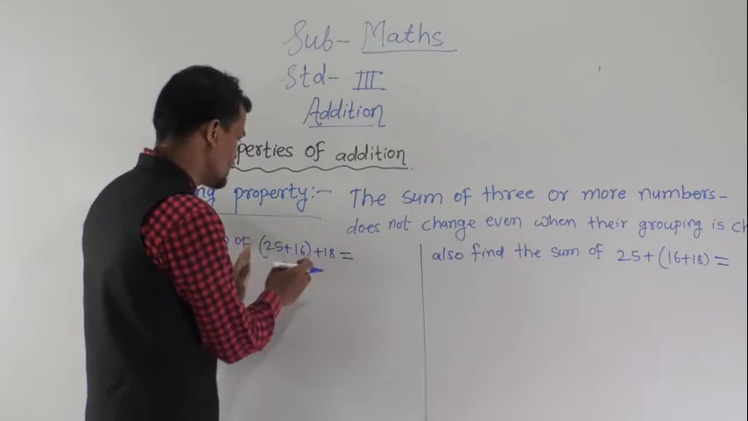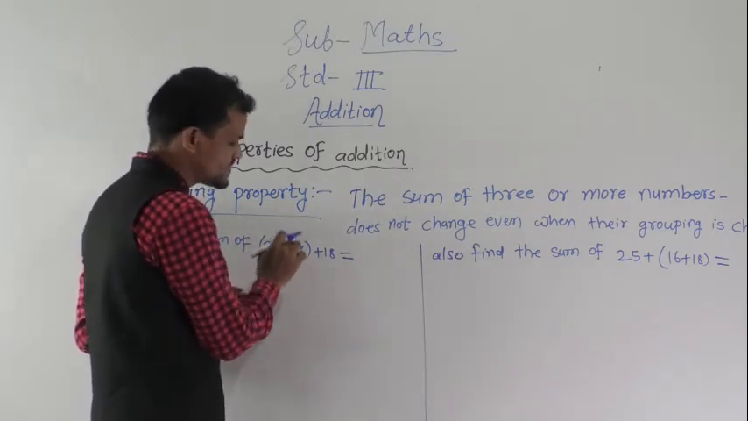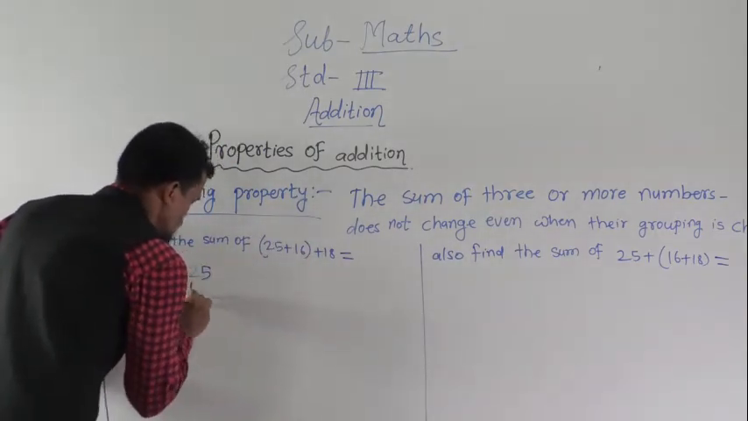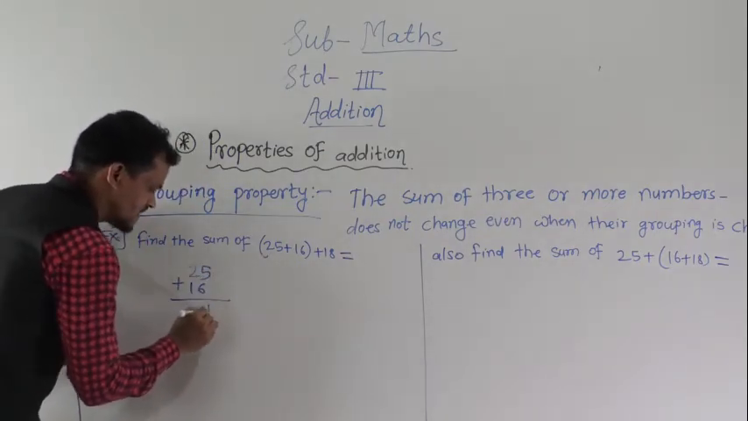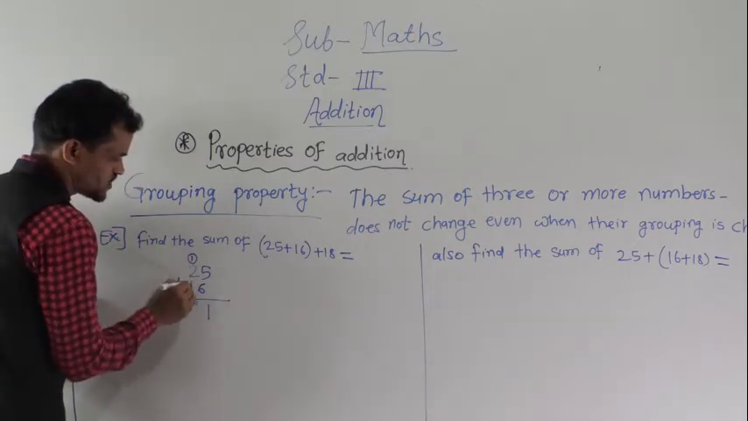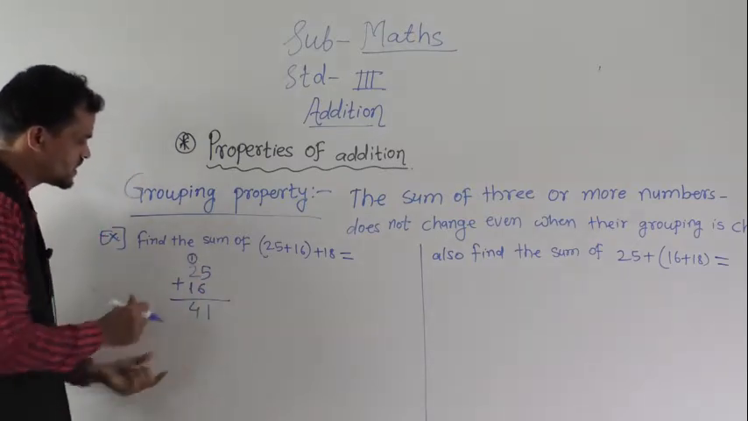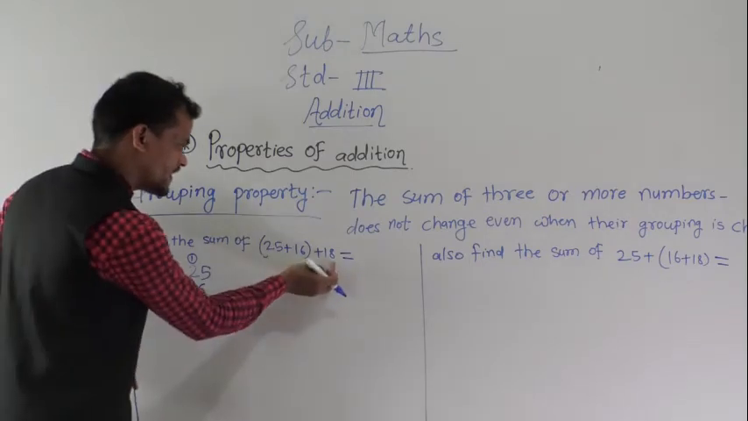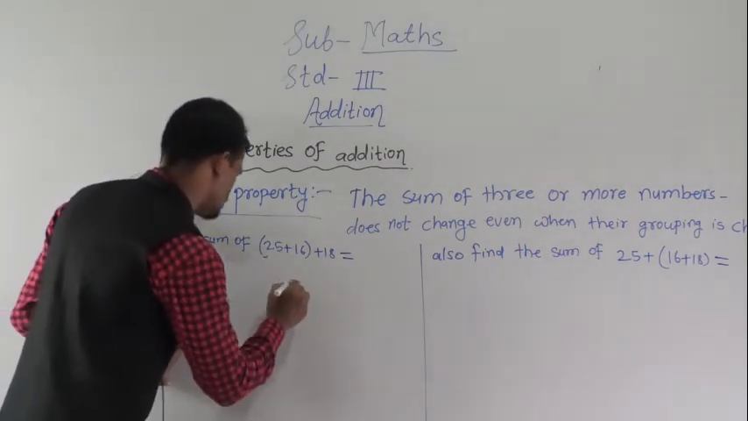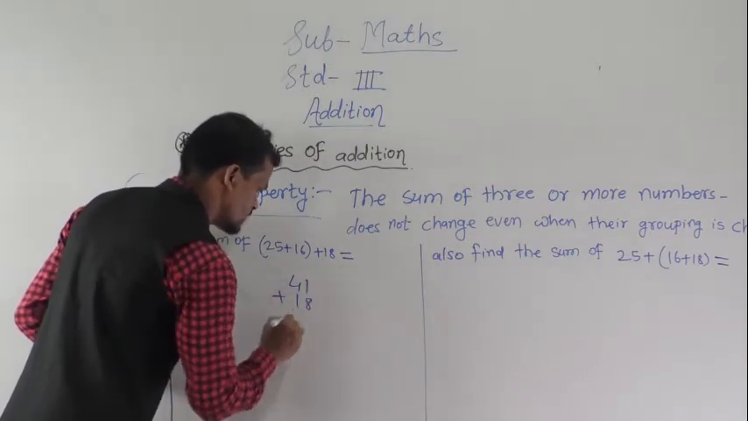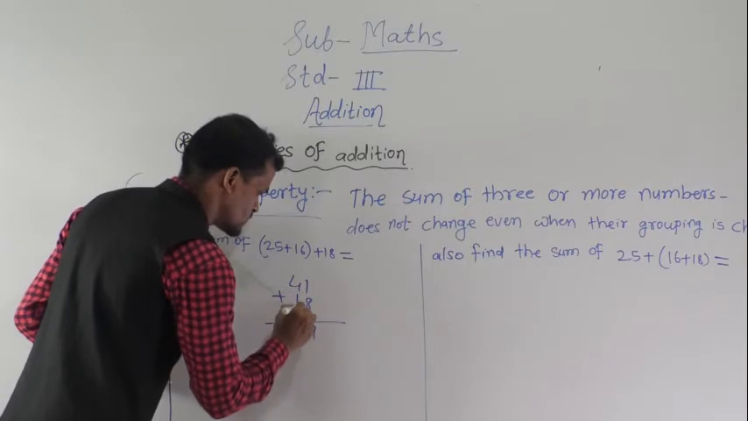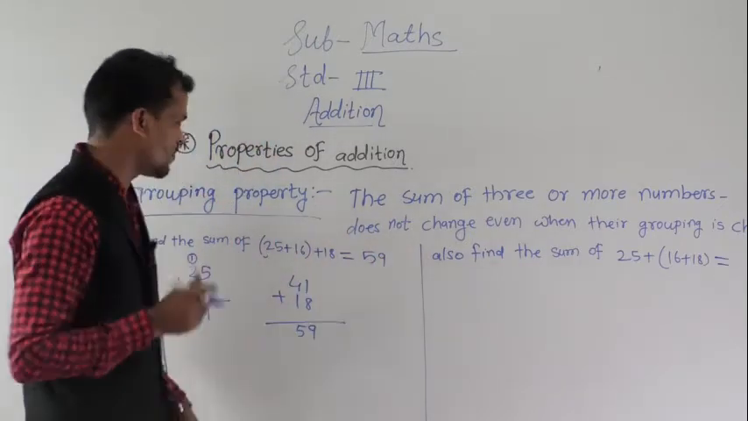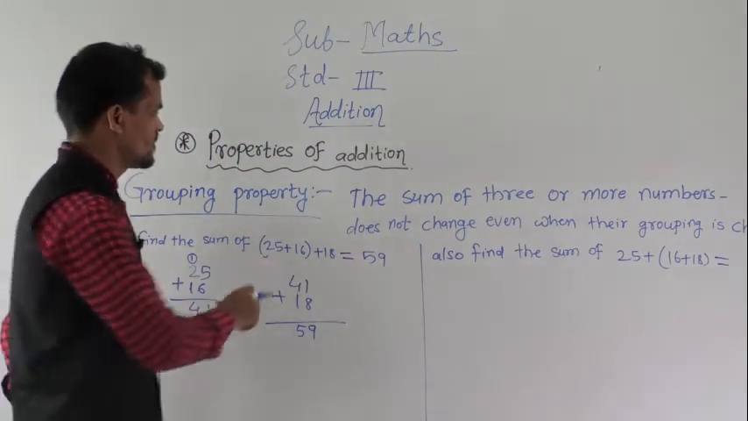First, in this bracket, which numbers are there? 25 and 16. So just add those two numbers first. 25 plus 16: 5 plus 6, 11, 1 carry. 2 plus 1, 3, plus 1, 4. So 41 is the sum of 25 and 16. Now add 18 to 41. So 41 plus 18: 1 plus 8, 9, 4 plus 1, 5. So 59 is the sum of 25 plus 16 plus 18.